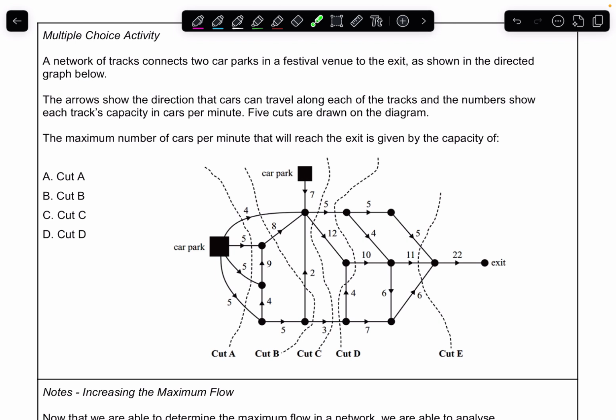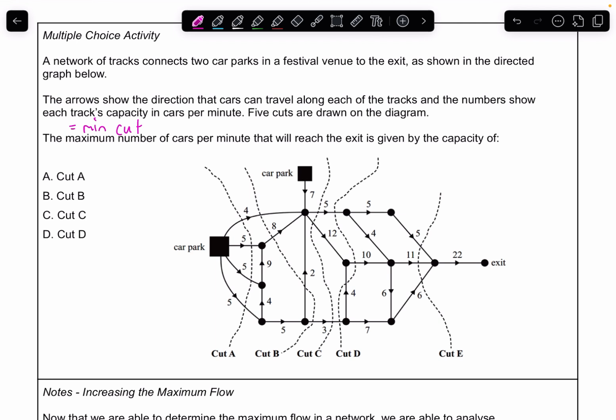5 cuts are drawn on the diagram. The maximum number of cars per minute that will reach the exit is given by the capacity of. Now remember, the maximum number equals the minimum cut. Okay, so what we want to do, we're not doing a flow on this, it's crazy. So what we want to do is look at these cuts and work out which is going to be the minimum cut.